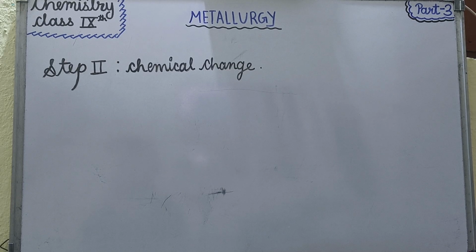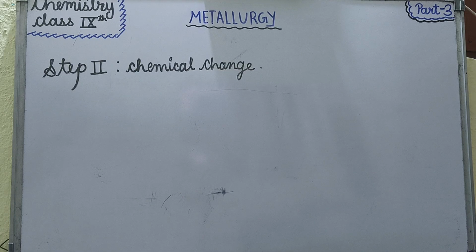Today we are going to learn class 9th chemistry chapter Metallurgy part 3. In this part we are going to learn the step 2, that is chemical change. So let us start. Step 2, chemical change.